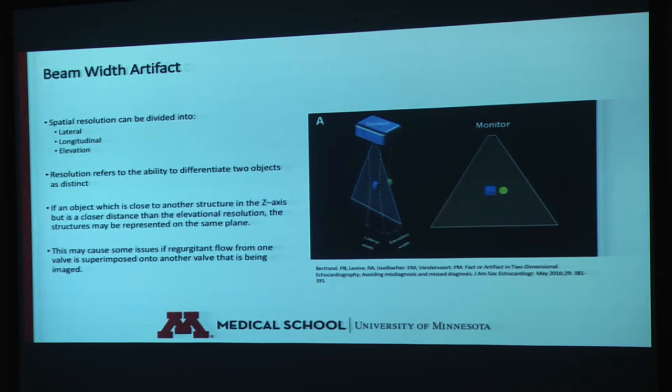This can be a problem if you imagine you're doing a parasternal long on TTE, you might be able to see something like color from the tricuspid valve on the right side being superimposed when you're looking at structures on the left side.